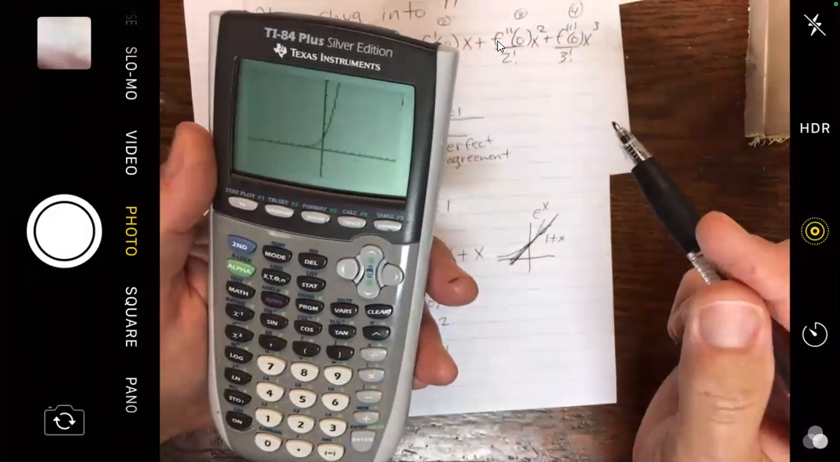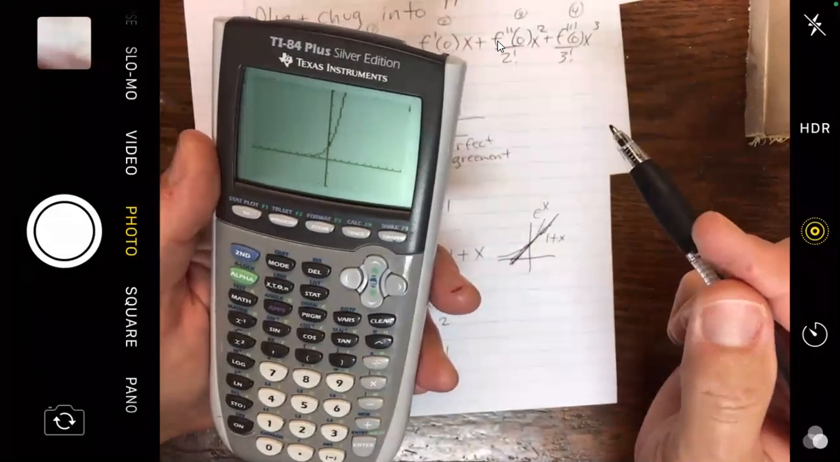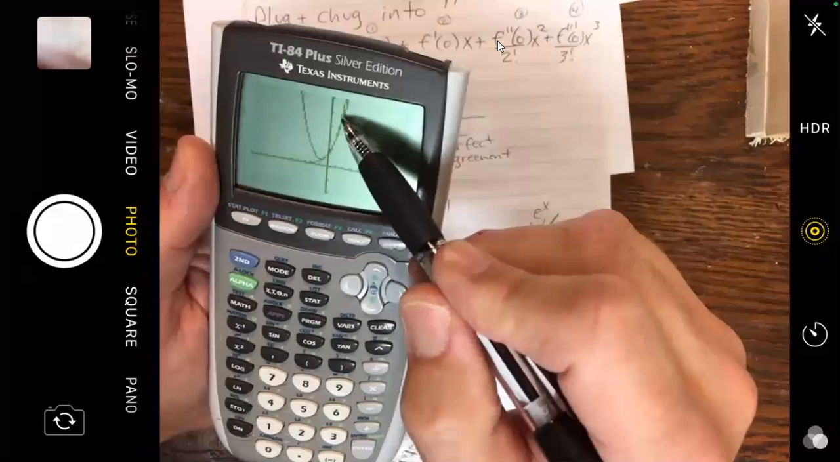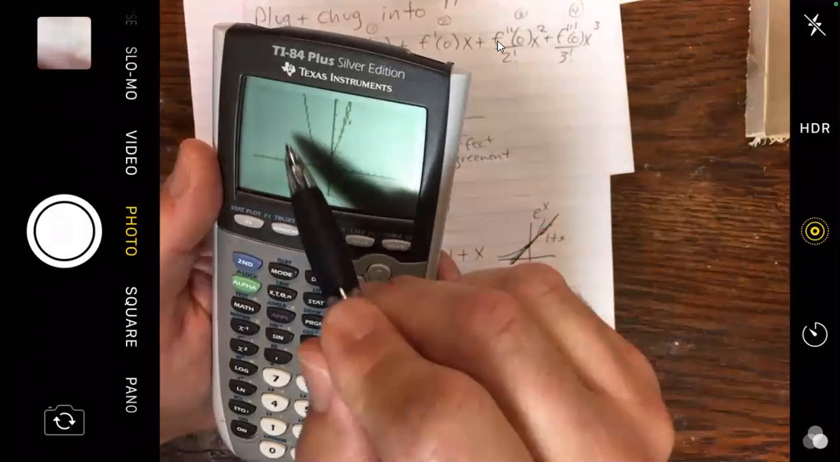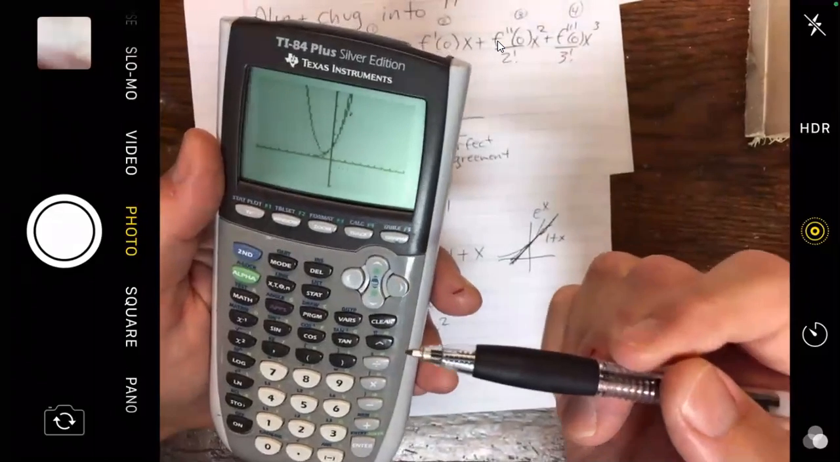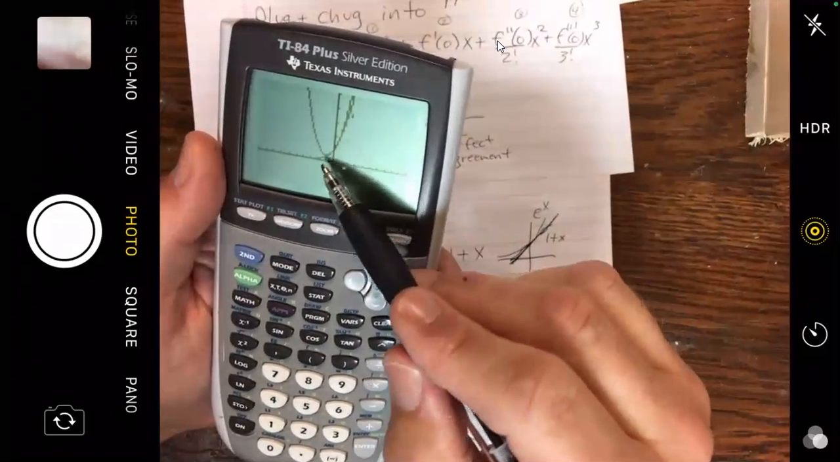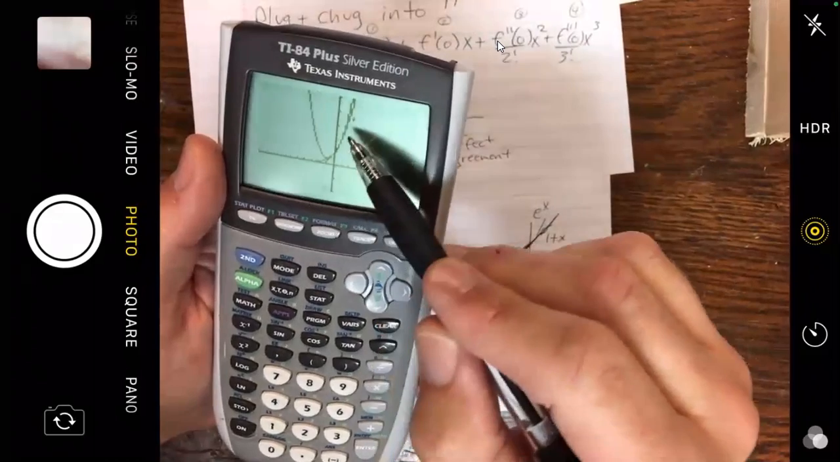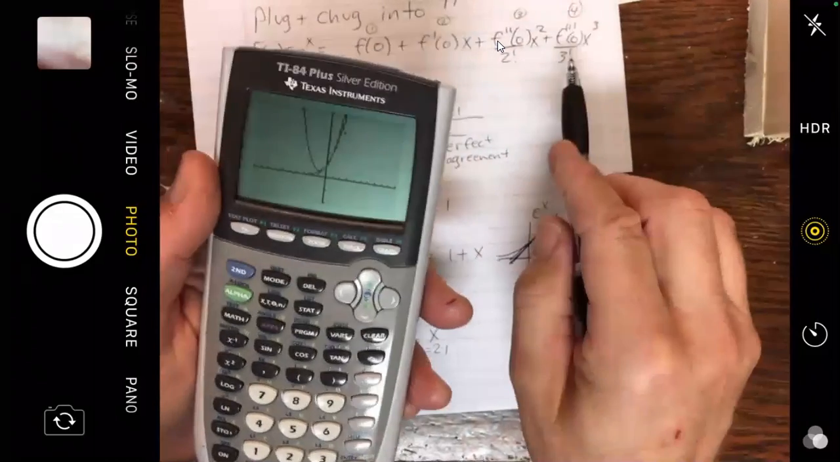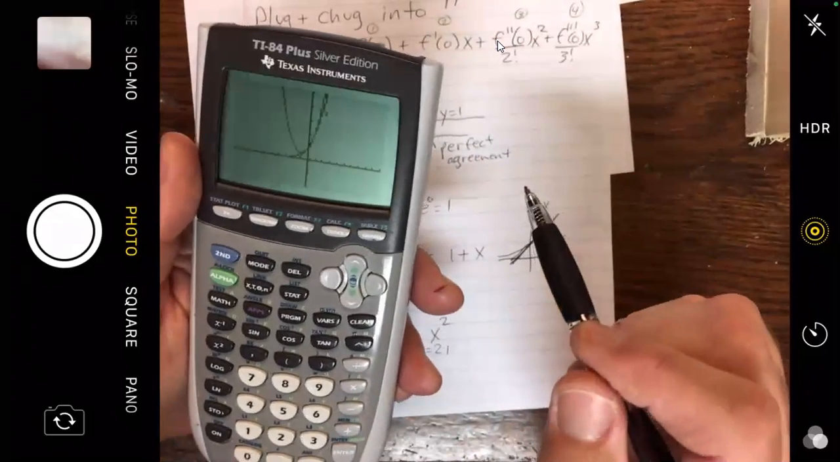So there's my e to the x. And you can see I'm getting pretty good agreement from here to here, not so much over here. But the whole point of this is that as I add more and more terms, I'm getting better and better agreement with e to the x. Do you want to see one more piece, or are we getting the idea across?